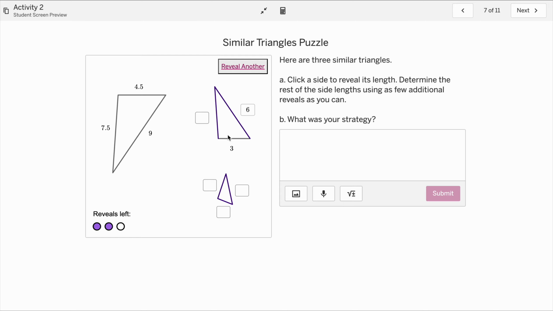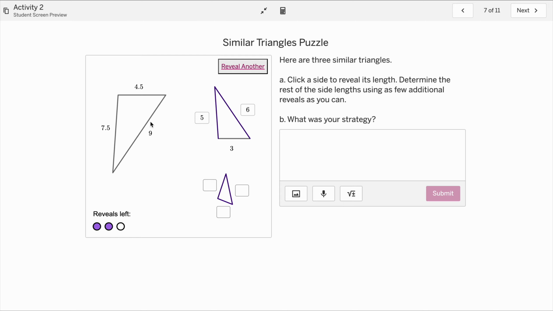So I figured out this part because I paid attention to this one. To find this last one, I would actually just use scale factor, because from 9 to 6 is 1.5. So then I know that 7.5 times 1.5, this times 1.5 is going to be 7.5. So I can divide 7.5 by 1.5 to get 5, and that's going to be the length of this.